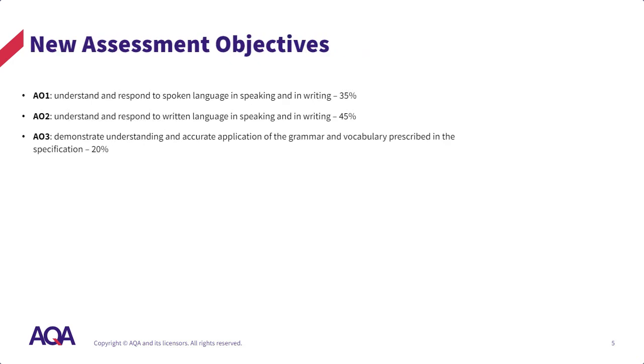Here we have the 3 new assessment objectives. So AO1 refers to spoken language, AO2 to written language, and AO3 covers grammar and vocabulary.